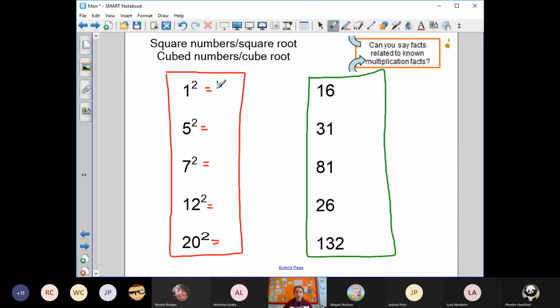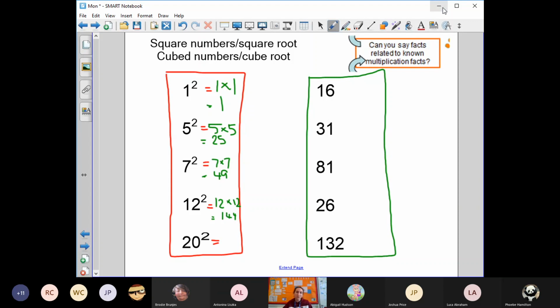Cool, so 1 times 1 would be 1. 5 squared means 5 times 5, so that would be 25. 7 squared means 7 times 7, so that would be 49. Well done. 12 squared means 12 times 12, so that would be 144. 20 squared, so I want 20 times 20.